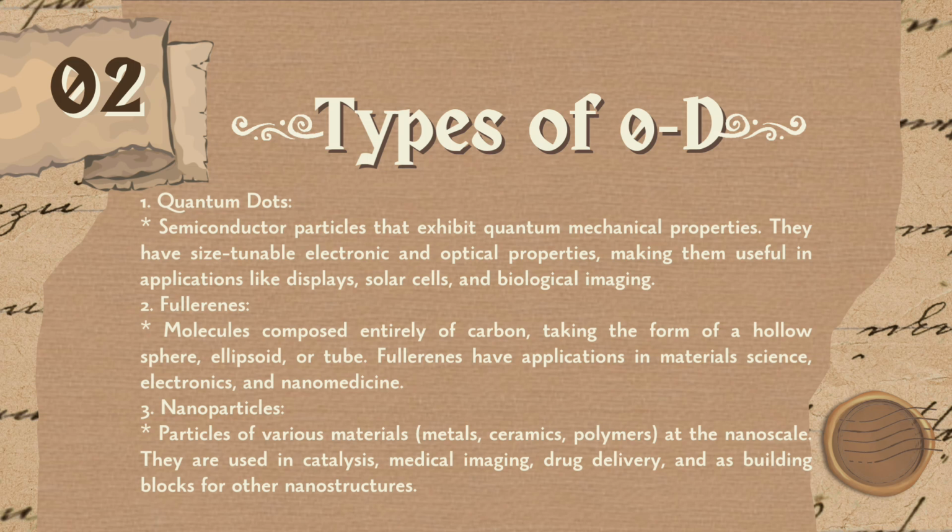The third one is nanoparticles. These are particles of various materials such as metals, ceramics, and polymers at the nanoscale. They are used in catalysis to speed up chemical reactions, in medical imaging to enhance contrast, in drug delivery to target specific cells, and as building blocks for other nanostructures. Each type of zero-D nanomaterial has distinct properties and a range of applications, demonstrating the versatility of nanotechnology.